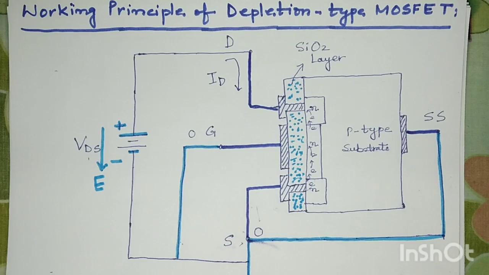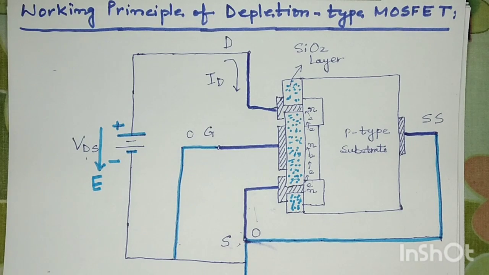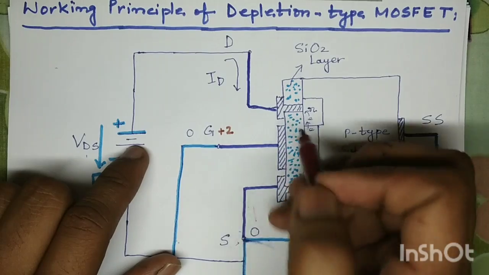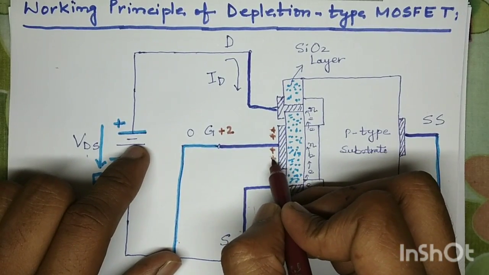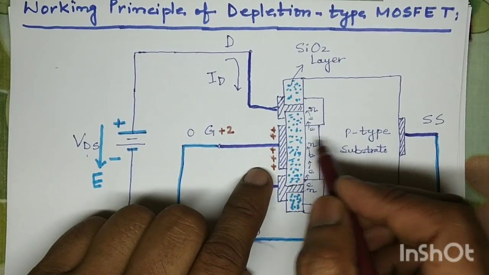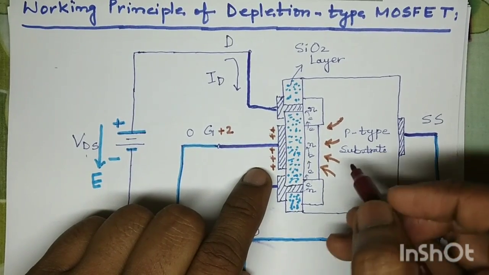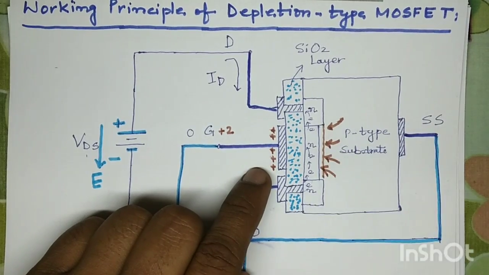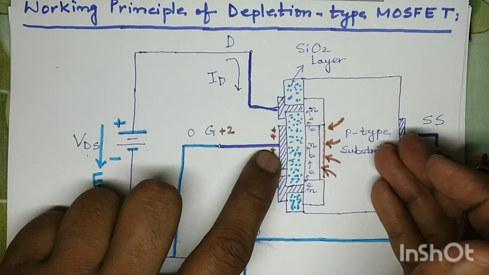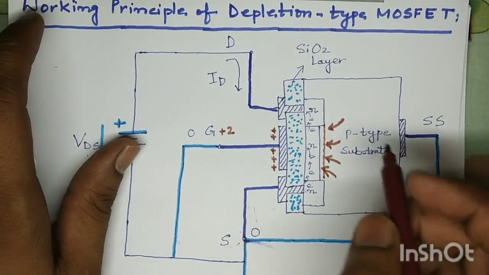Now in the first case we considered the gate at zero potential. If instead of zero potential we apply some positive value to the gate, let's suppose we are applying +2 volts, then this plate will be positively charged, and since this plate is positively charged, it will attract electrons from this p-type substrate, and as a result this channel thickness will increase. So when we apply a positive potential across the gate, this gate terminal will attract minority charge carriers, that is the electrons, from the p-type substrate, and as a result the channel thickness will increase, and hence the current carrying capacity of this channel will increase.